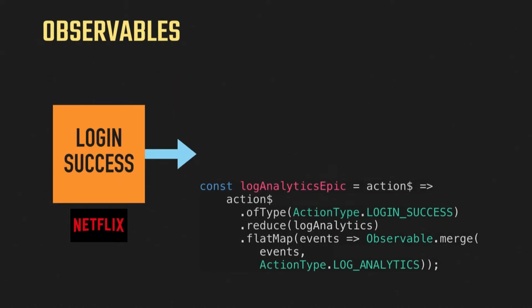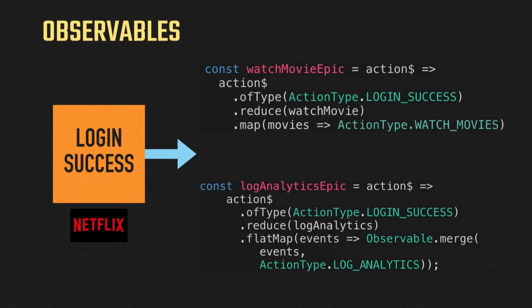Now, observables. In observables, when a login success action happens, the log analytics epic is going to check if the action is of type login success. If so, perform whatever you wanted to perform, and then merge all the events and dispatch a log analytics action, right? You can sort of see that canceling requests and doing multiple things at the same time become a lot easier. And it feels like, oh, I can manage this, right? Same thing with the watch movies epic. It's going to look something similar.